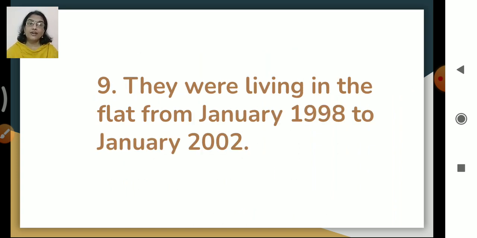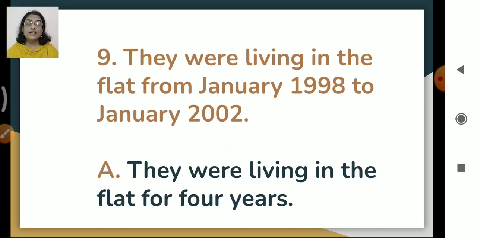Ninth one. They were living in the flat from January 1998 to January 2002. So now here we don't have time to count. We have years. January to January is the month. Only the year we have to count now. So 1998, we have to take the next number. So 1999, 2000, 2001, 2002. So how many years? 4, right? 4 years. So the answer is they were living in the flat for 4 years.